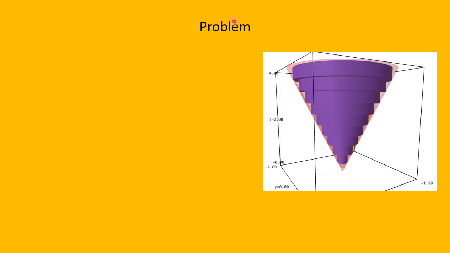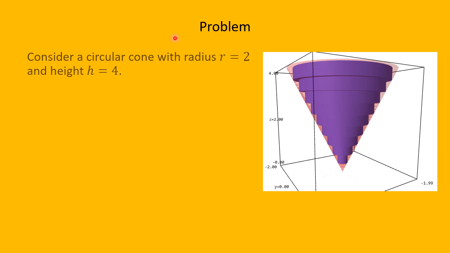So let's consider a problem of volumes of cones, approximating the volume of a cone and using integration to get the exact value of the volume of that cone. So we'll consider a circular cone with radius r equals 2 and height h equals 4. We can see that cone here in kind of a slight pink, I guess.